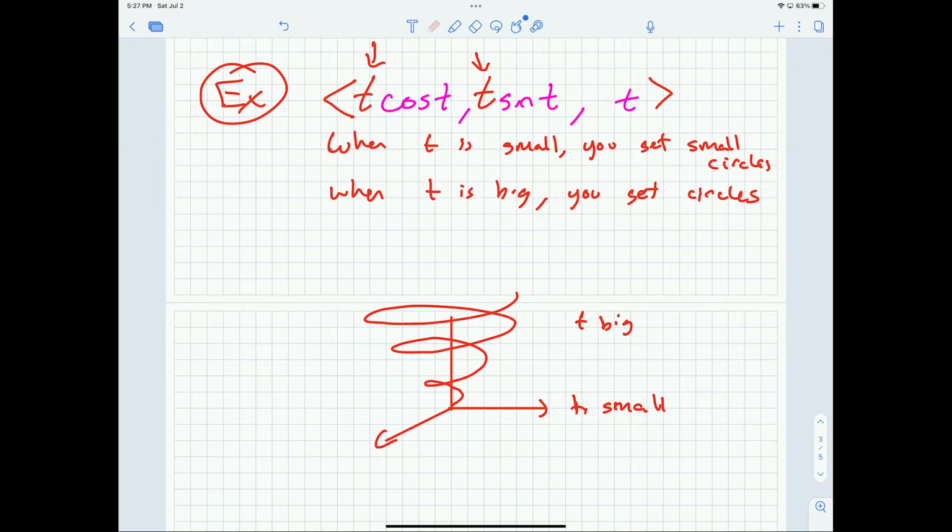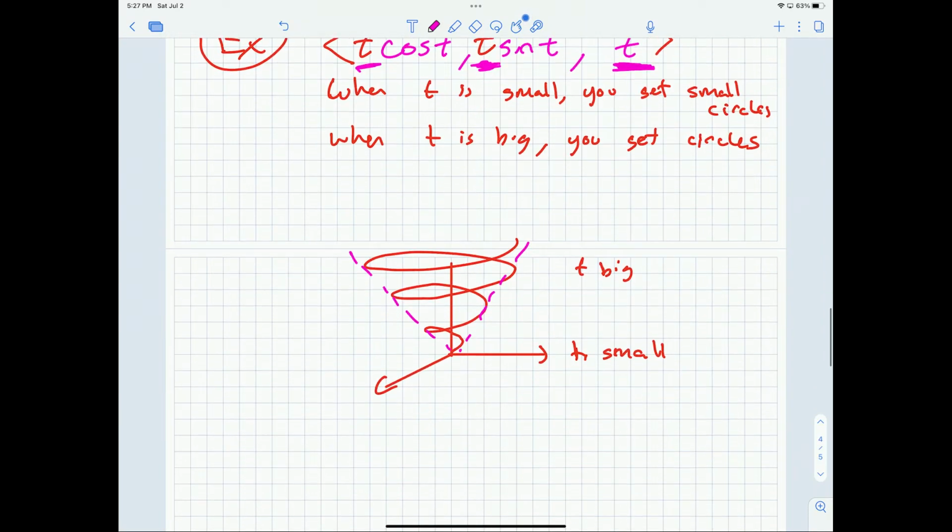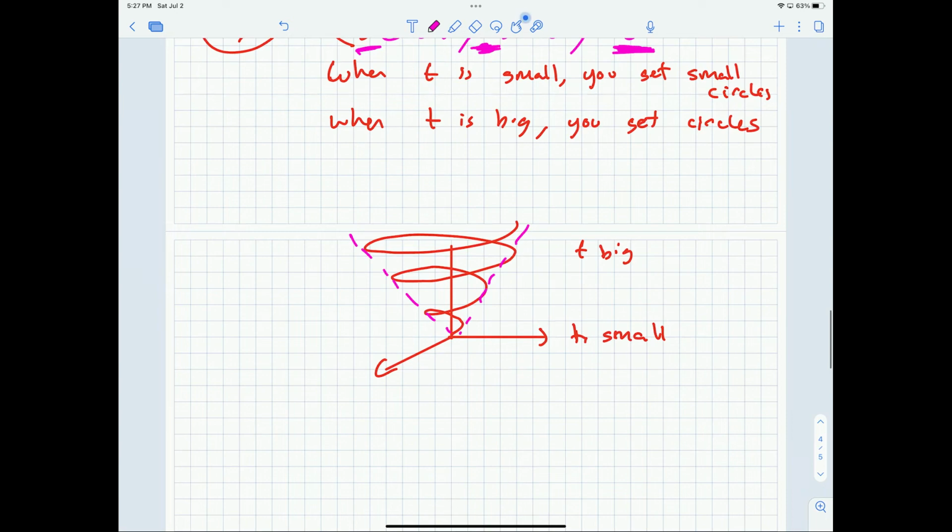And actually the sides here are going to be kind of straight, because the speed that it's increasing vertically is also the speed that the radius is changing. So you kind of get this conical shape here.